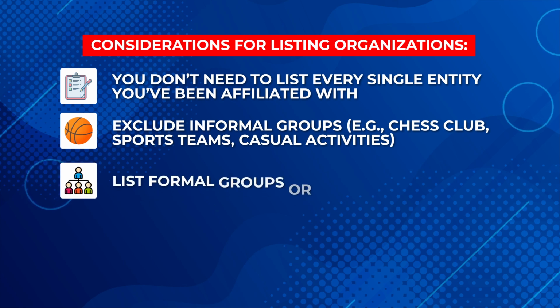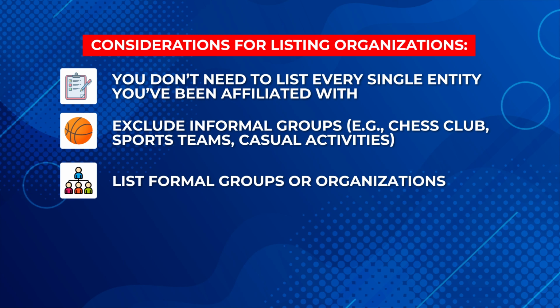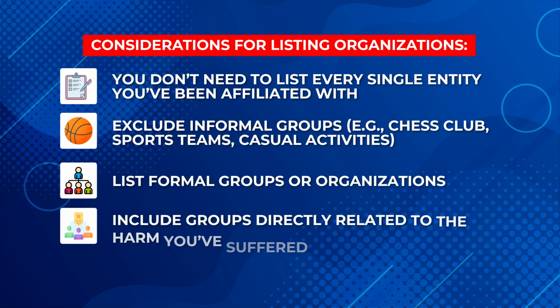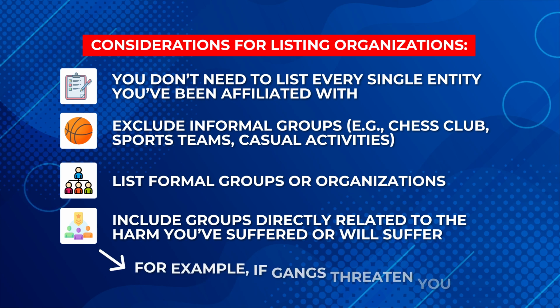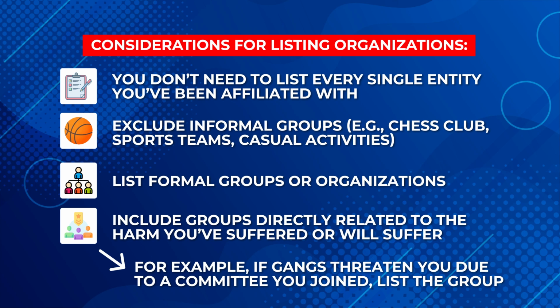But if the group has or had a more formal nature, you should list it. Also, if your membership in a group or activities with it are directly related to your asylum claim, then you should list it here. For example, if you were part of a community committee that tried to persuade youths not to join gangs, and the gangs are mad at you and threatening you over these efforts, then you should list that committee here, assuming it has a name.